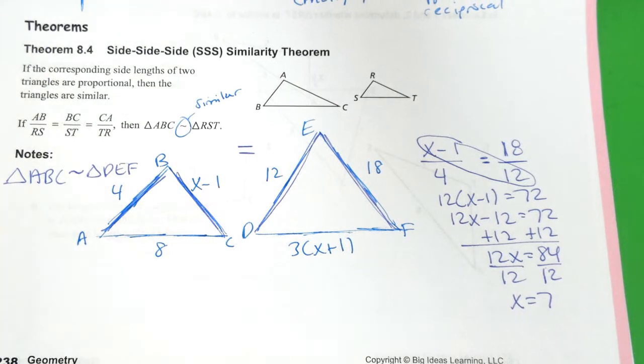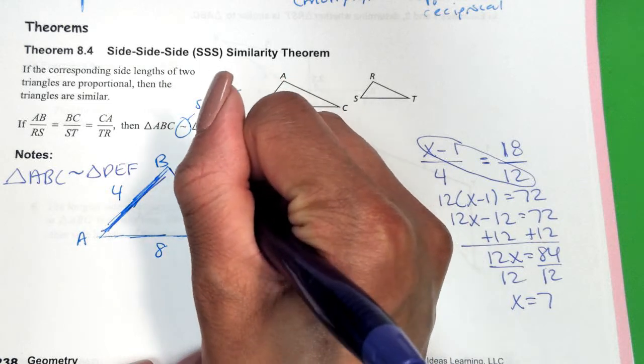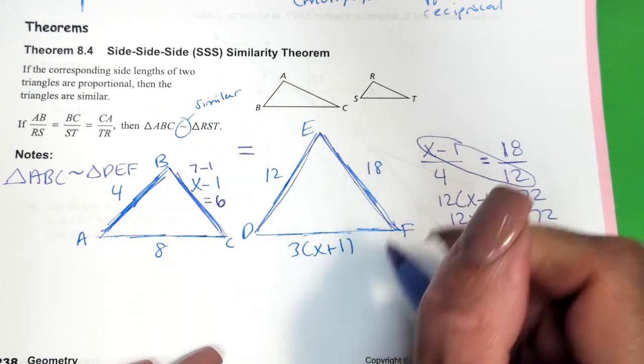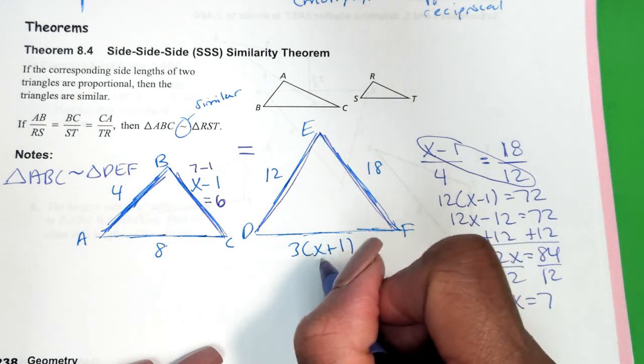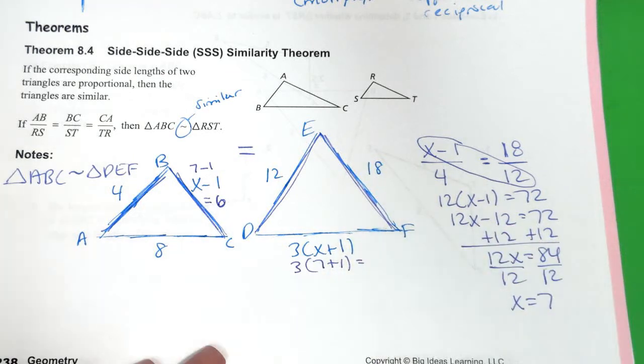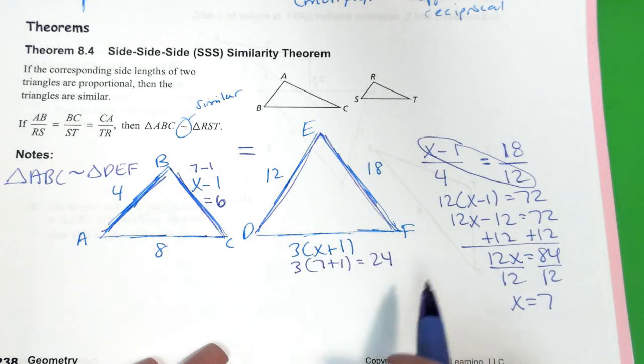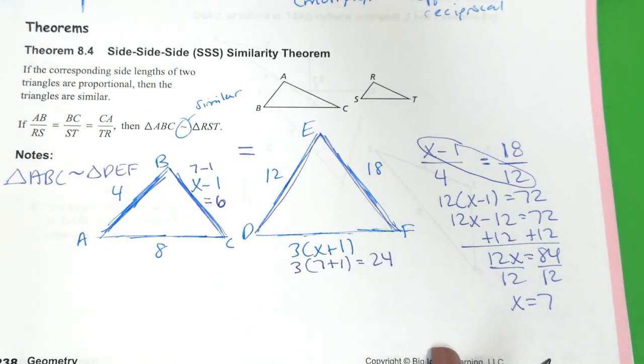And so now, let's see if all of mine are proportionate, or if these are truly similar to each other. So I found x is 7, so I'm going to plug it in. BC is actually 7 minus 1, which is 6. And then I have 7 plus 1 times 3. So 7 plus 1 is 8, and 8 times 3 is 24. So now we're going to see if they're all proportionate to each other, or at least have the same scale factor.